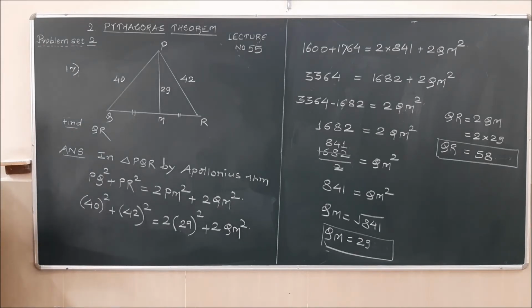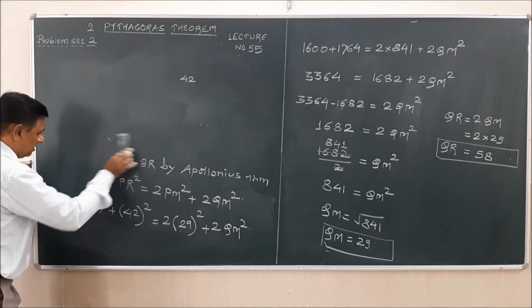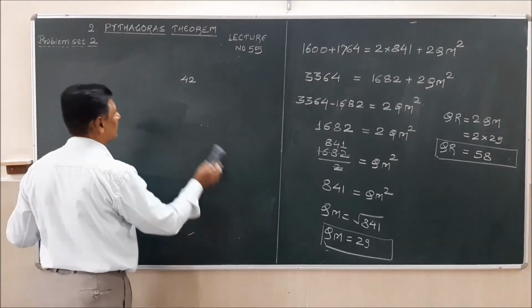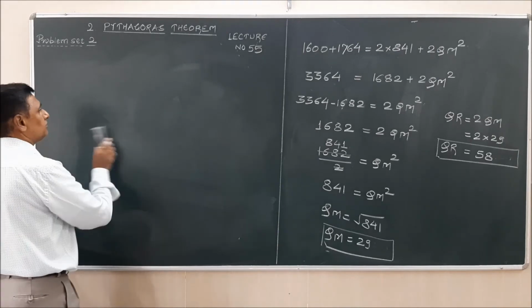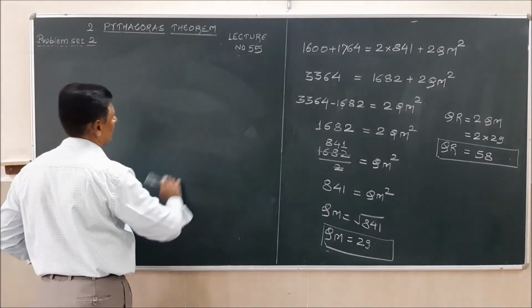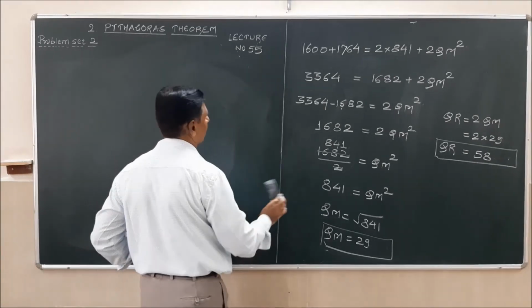Okay, let's do the last sum of this chapter. Please have a look quickly. Last sum of Pythagoras theorem. After this chapter, you will be getting a test of 40 marks. You can even refer to a reliable book and solve that.